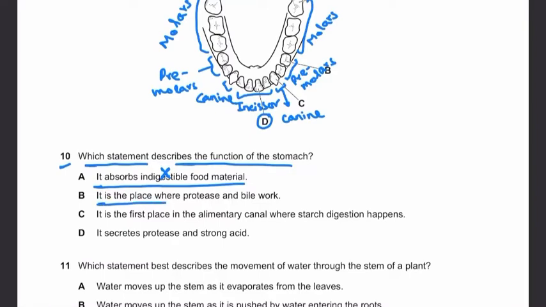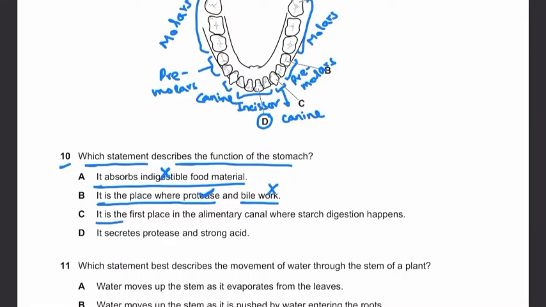It is the place where protease and bile work. Guys, protease works in the stomach but bile does not. Bile is released into the duodenum. Bile works in the duodenum and ileum, not in the stomach. However, the stomach contains a protease known as pepsin, and pepsin works in the stomach.